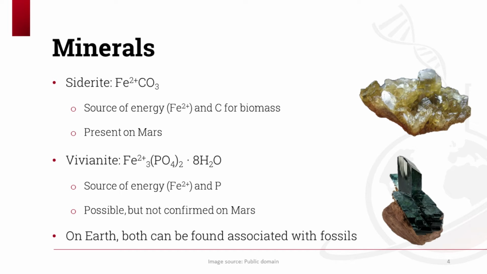Vivianite is an iron phosphate. It can be used as a source of energy for the microorganism and is also a source of phosphorus. Among the main elements used by life, phosphorus is the least common both on Mars and on Earth. The presence of this mineral was not confirmed on Mars, but it's possible that it can be found on phosphorus-rich patches found on the planet. On Earth, both minerals can be found associated with life. For example, both minerals are already found in different kinds of fossils.